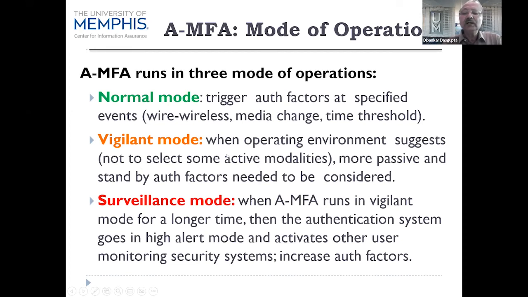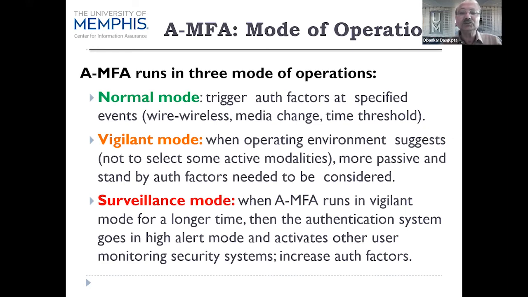In a vigilant mode, if one of the authentication factors was not triggered because the environment is a low light area, or there's a noisy environment, then more passive authentications will be considered, and the triggering time will get shorter. When it goes to the surveillance mode, if it is not considered during the selection process, then the space will be enlarged. In other words, a lot of other authentication factors will be considered.